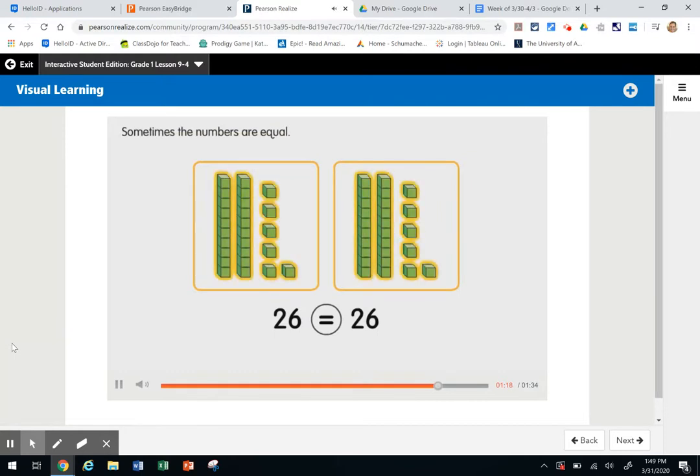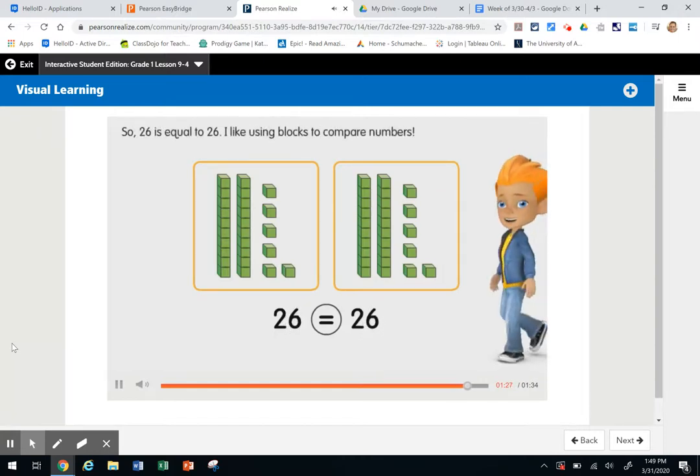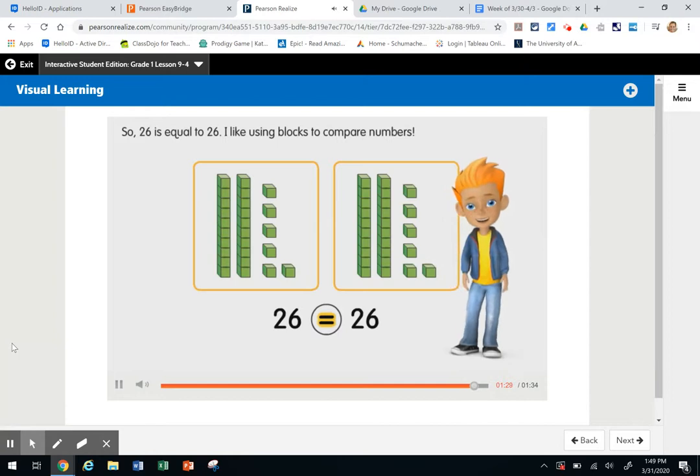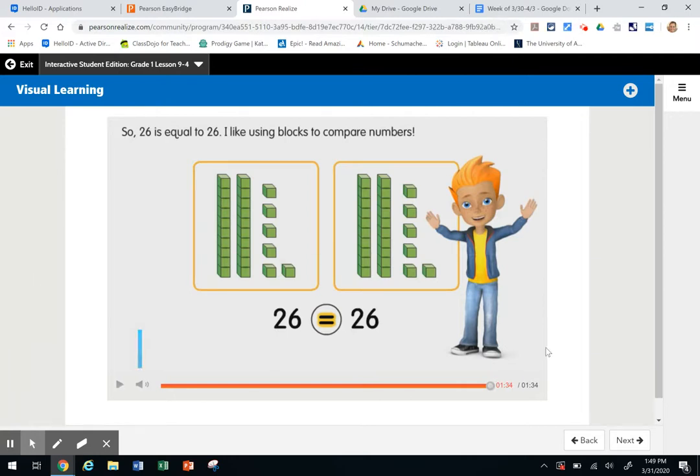Sometimes the numbers are equal. The tens are the same and the ones are the same. So 26 is equal to 26. I like using blocks to compare numbers. All right, so today we're going to use those signs in order to compare two numbers.